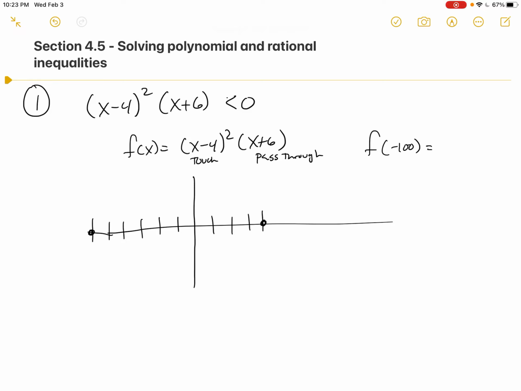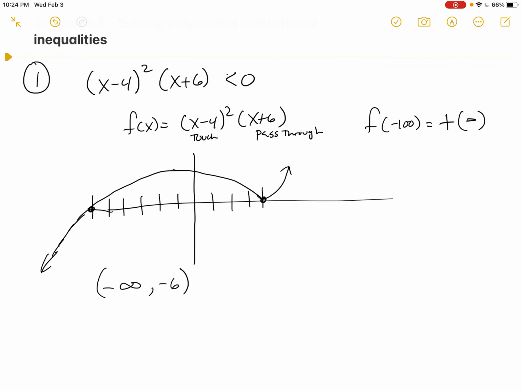So if I pick negative 100, notice that negative 100 minus 4 is going to be negative, but squared will be positive. And negative 100 plus 6 would be negative. And a positive times a negative is negative. So we are below the x-axis here, coming up to this 0. We know we're somehow coming back down to this other 0, touching and going right on up. So where is this thing less than 0? Only from negative infinity all the way up to negative 6. Now we're not going to include the negative 6 because it's flat out 0, and we need to be less than 0.